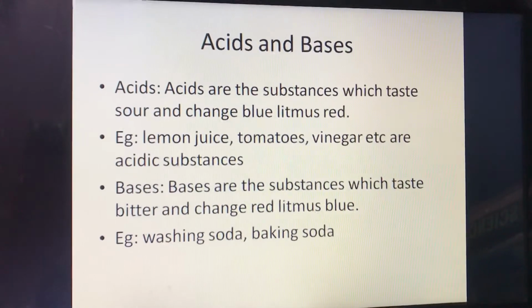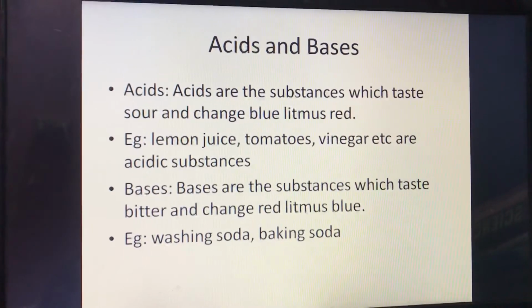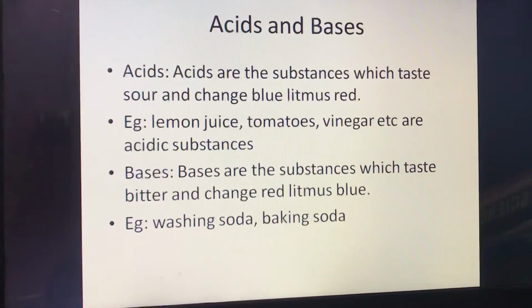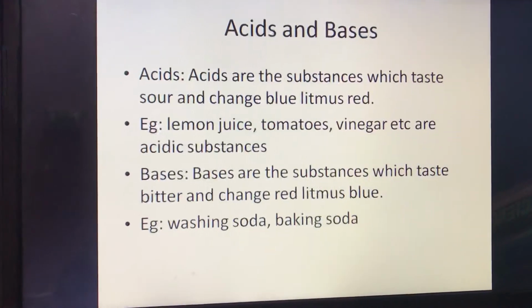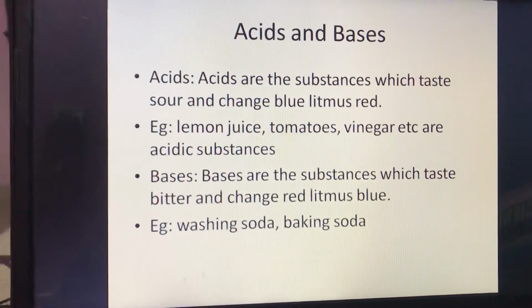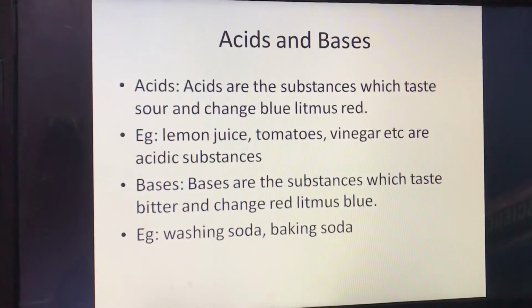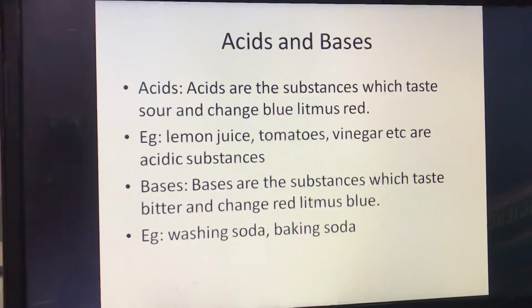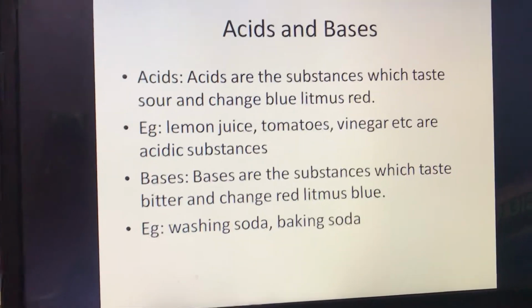Acids are the substances which taste sour and change blue litmus red. So they change the color of blue litmus into red. Some examples: lemon juice, tomatoes, vinegar, etc. They are known as acidic substances.